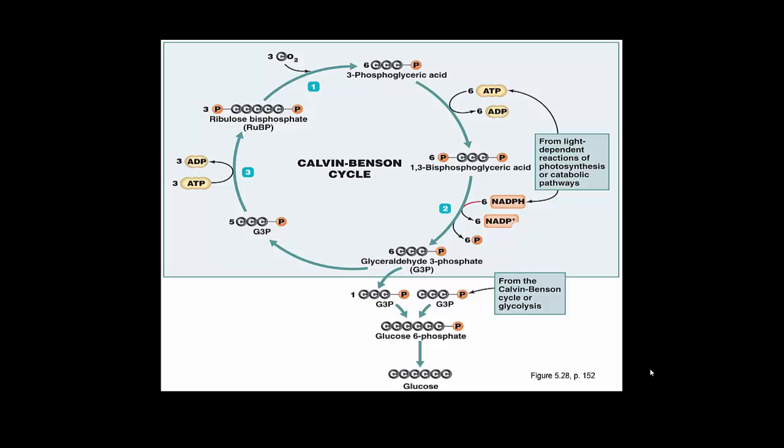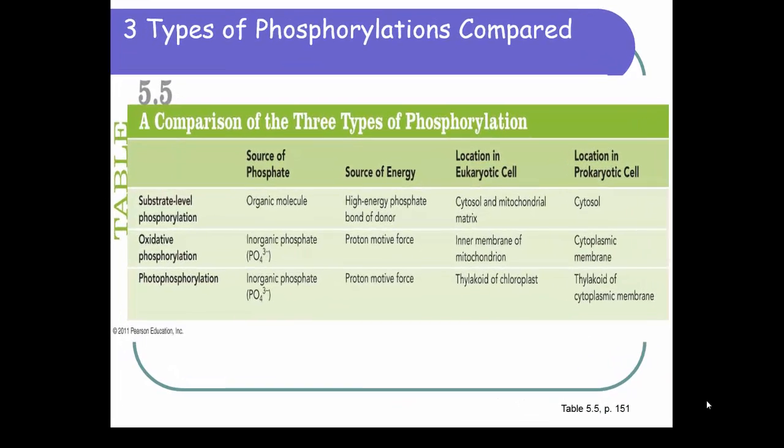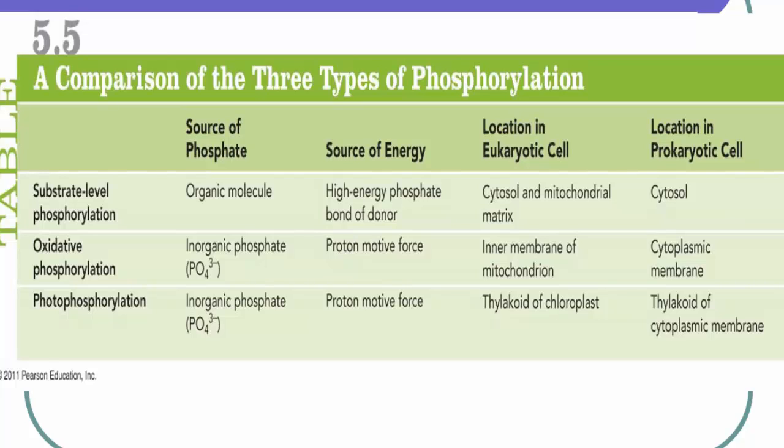Here's the Calvin-Benson cycle. Again, don't memorize the pathway, but what we see is ATP goes in, NADPH goes in, and what we generate out is glyceraldehyde 3-phosphate. This then can reverse to form glucose 6-phosphate, which will go to glucose. The glucose then can be stored or go directly into glycolysis. Here's a comparison of the three types of phosphorylation: substrate level phosphorylation, oxidative phosphorylation, and photophosphorylation.